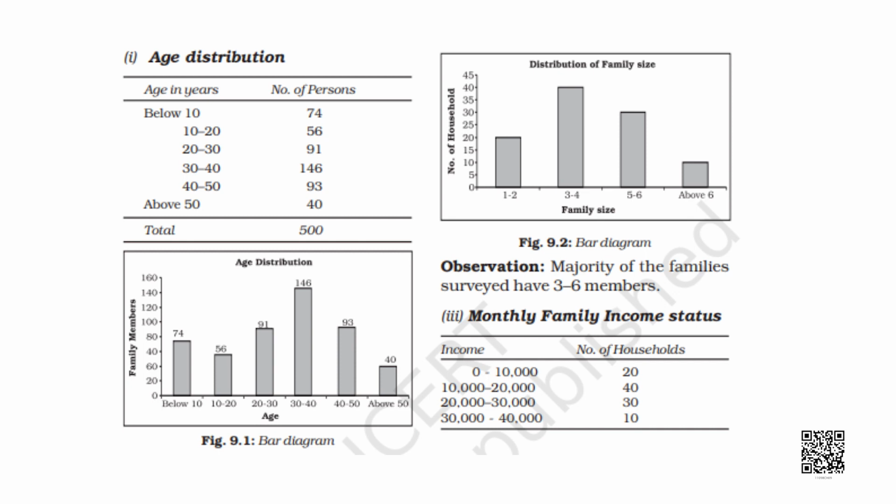From the age group 40 to 50, there were 93 households. Above 50, there were around 40 households. This totals up to 500. So, we have shown this tabular presentation in the form of a bar diagram. We have here the bar diagram. We see that most of the people that were surveyed belonged to the age group 30 to 40. So, let us study the family size.